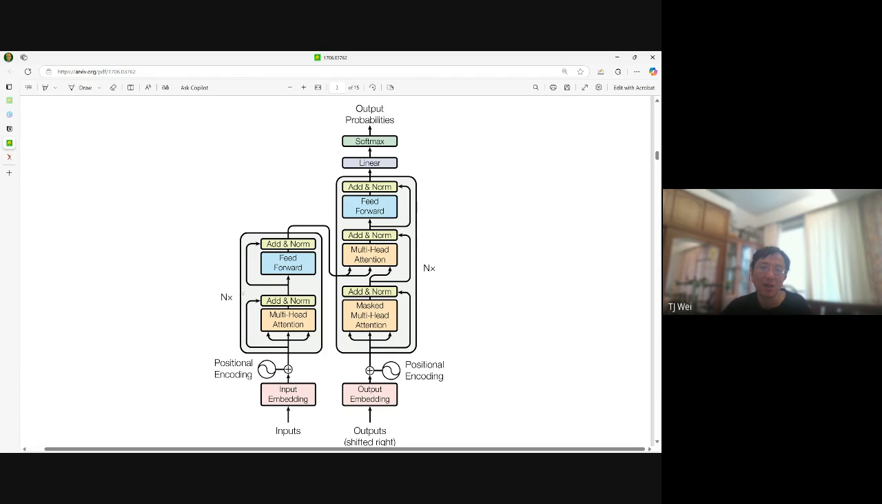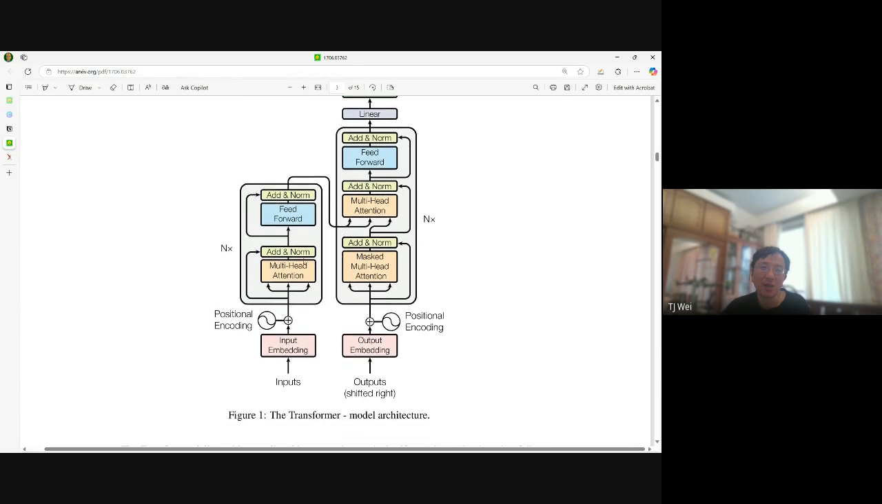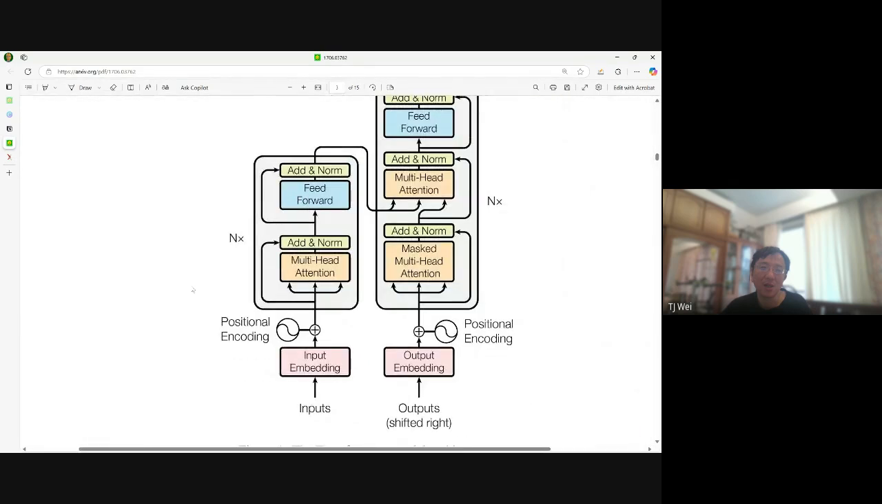Okay, so let's first see the encoder, because the encoder does not depend on the decoder, so we can run it independently. So let's first see what happens to the encoder. Every time we have a sequence of elements, kind of like what we do for LSTM, for each token we have an input embedding.